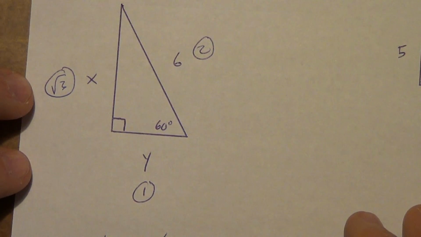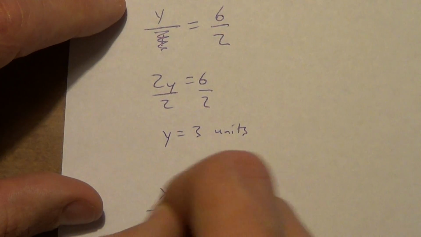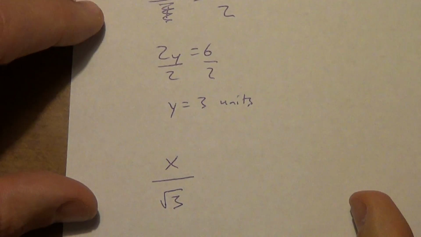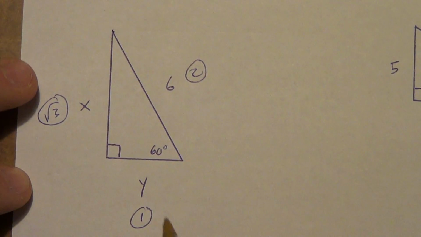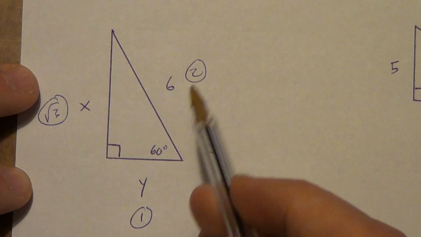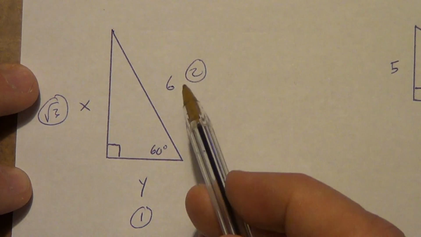Alright, now let's look at the next one, x. So we have x over root 3 equals, I'm not really going to use this, I'm going to stick with this because I know the 6 is definitely correct.